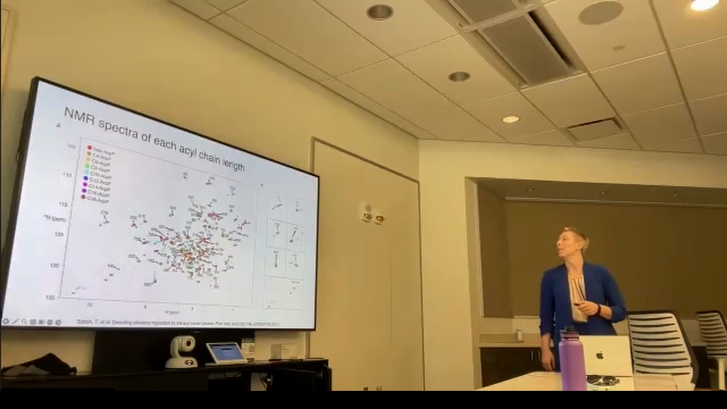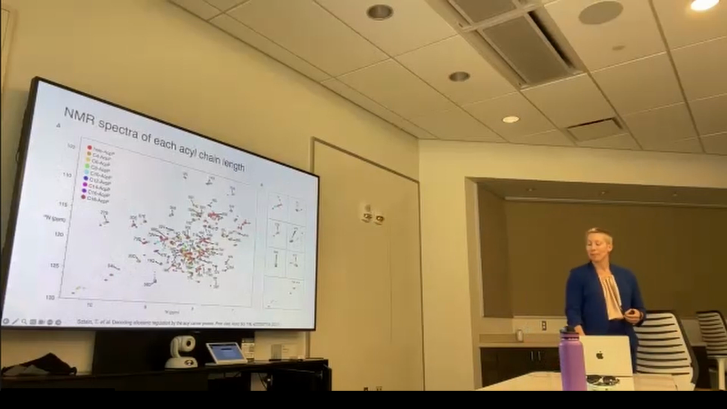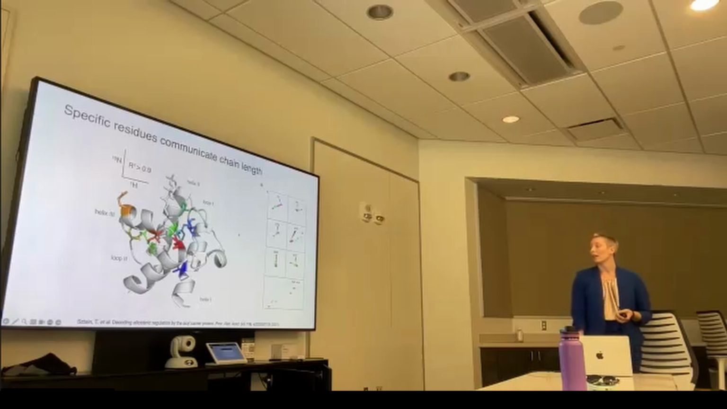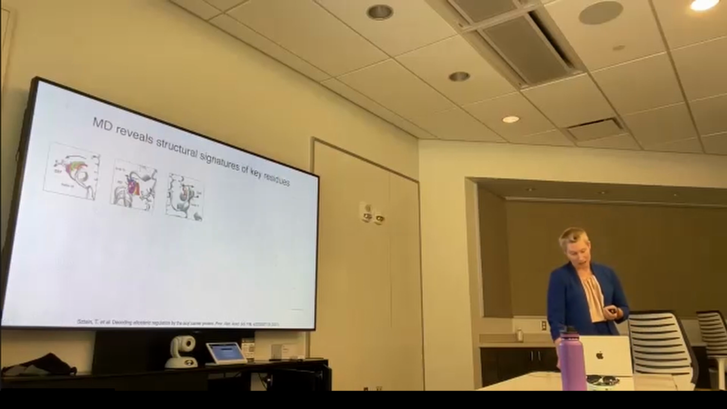Most of the residues ended up clustering around the same general location, but there were certain residues that showed a really strong correlation pattern with the increase in chain length. So about 10 of these residues, and these are occurring all across the protein, and we're really thinking that these residues are likely important for communicating the identity of the substrate, specifically the length of its chain.